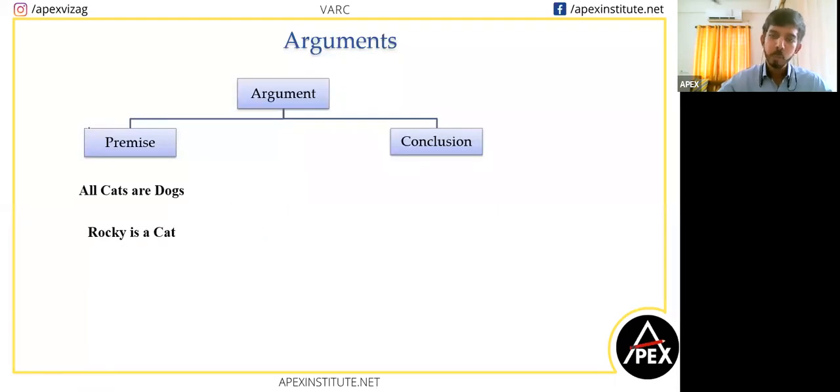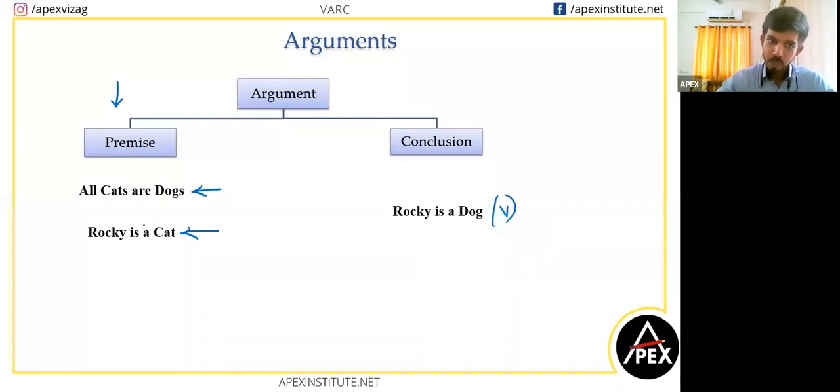I've put up two premises on the screen. Now, as you can see, as I explained, this premise may not be true in the real world, but in our question, it is assumed as true. All cats are dogs. It may sound a bit weird. It's okay. All cats are dogs. And Rocky is a cat. So these are two premises. Can we say conclusion is okay? Is it a valid conclusion?